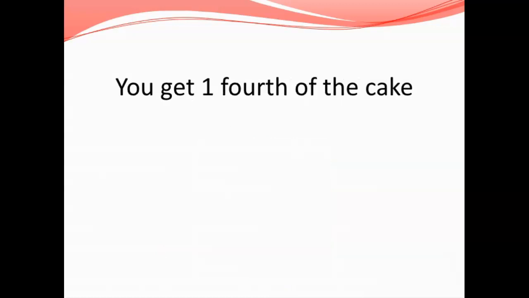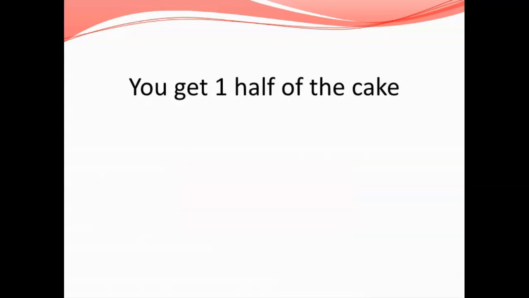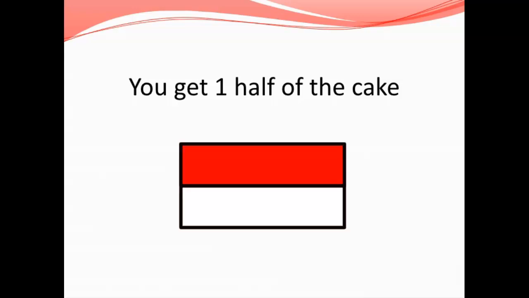All right, you get 1/4 of the cake this time. So draw a new rectangle, split it into fourths, and show me 1/4. That's right. It should look something like this. Last one, you get 1/2 of the cake. So draw a rectangle, split it in half, and shade in 1/2. It would look like this.